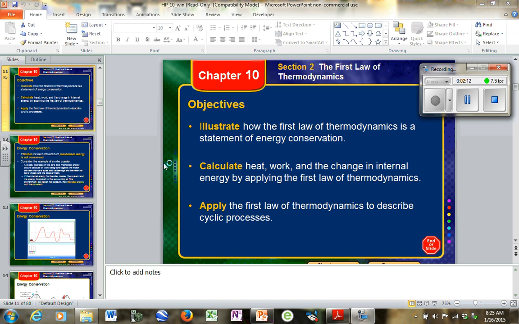And then thirdly, applying the first law of thermodynamics to describe cyclic processes. We'll just do that by demonstrating how the cyclic processes work and how that relates to thermodynamics.